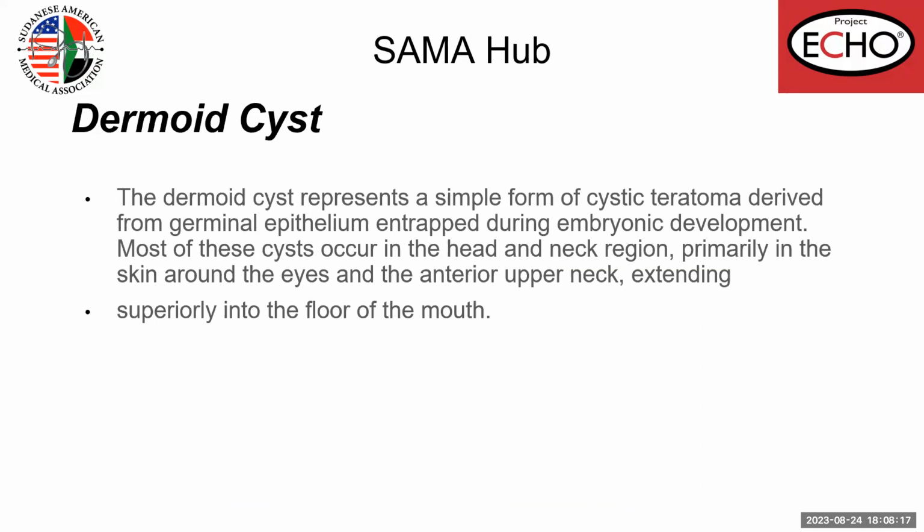Dermoid cyst, the third type of cyst that we will discuss, represents a simple form of cystic teratoma derived from germinal epithelium entrapped during embryonic development. Most of these cysts occur in the head and neck region, primarily in the skin around the eyes and the anterior upper neck, extending superiorly into the floor of the mouth.